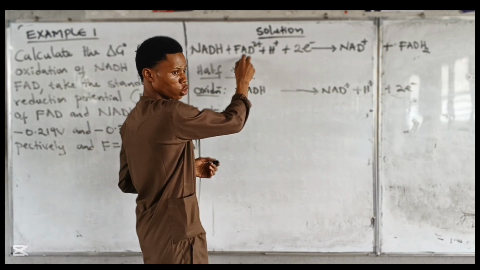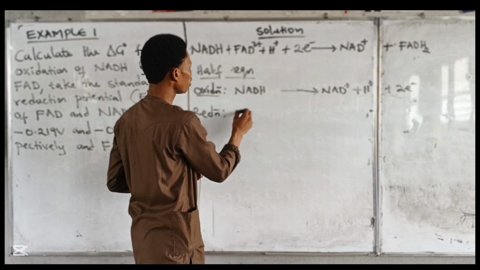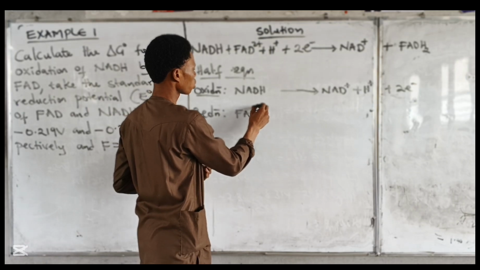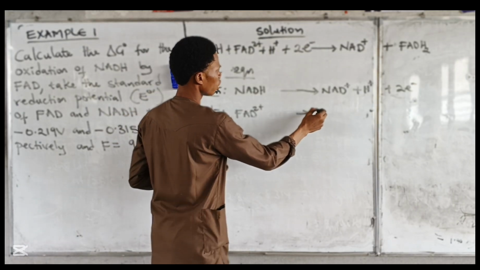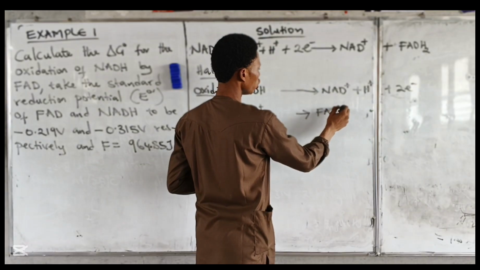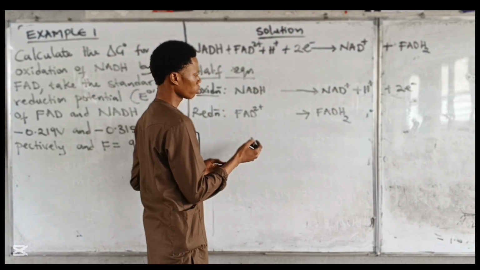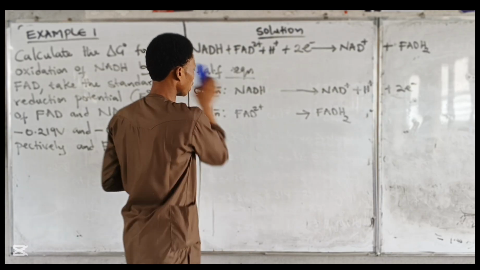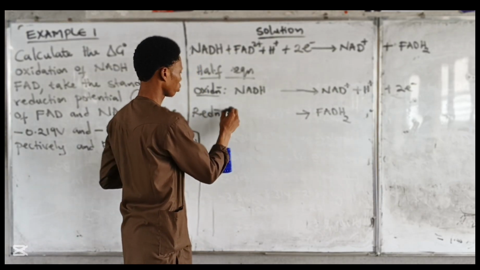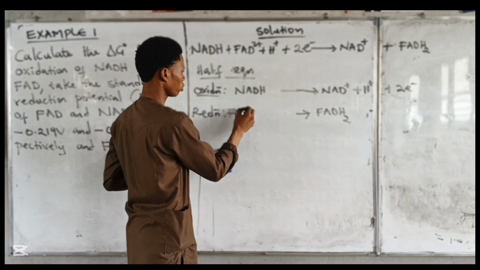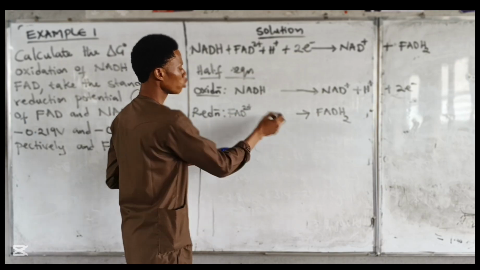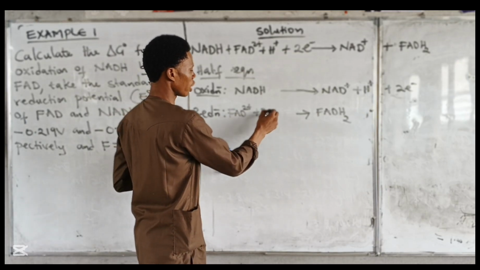This one is undergoing reduction, right? So we'll have FAD plus to give FADH2. Now hydrogen is not balanced, right? So since hydrogen is not balanced, what do I do to balance hydrogen? I add 2 hydrogen here, right?